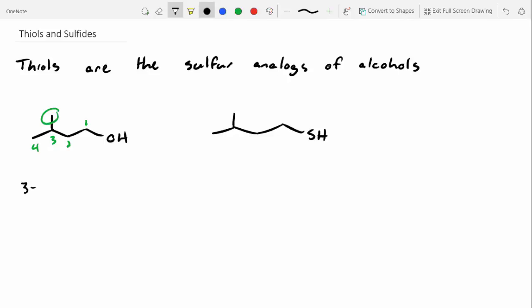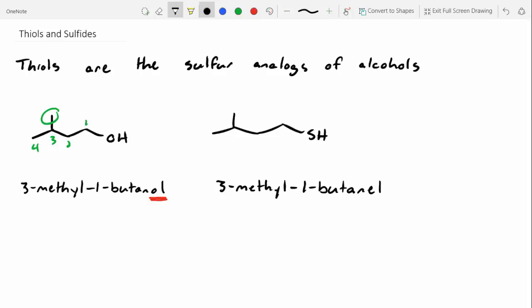So 3-methyl-1-butanol. Okay, so pretty straightforward. The main thing with alcohols is we end in this "ol" suffix. That's what tells us it's an alcohol. If we try to do this with a thiol, we still number it the same. It's still 3-methyl. And then we do 1-butanethiol.